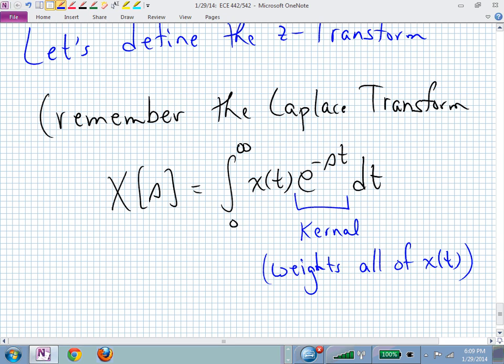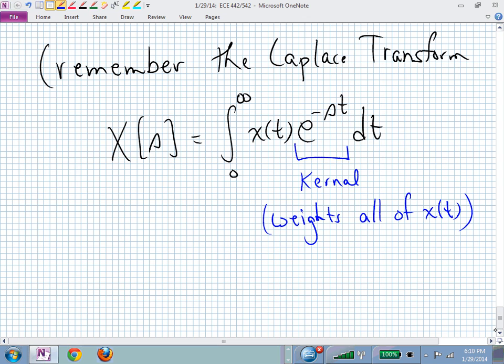But this sort of looks familiar, doesn't it? If I specialize that to one time instant, if I said e to the minus s capital T, that kind of looks like our z, doesn't it? That was like our z to the minus 1. So that's actually what we can sort of think of when we see this z transform.